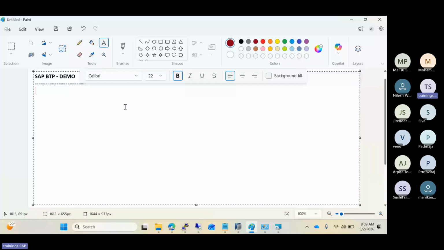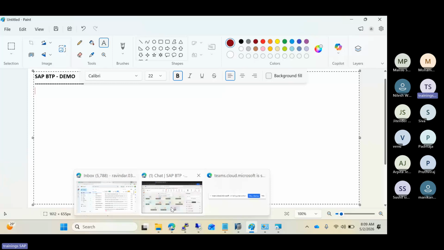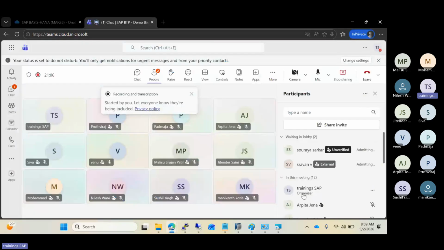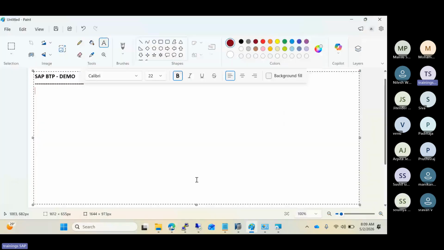So I will give a little bit of background about BTP and when it was introduced and what topics we are going to discuss. All those things will be covered at a high level in the demo session here, right? So with that said, BTP is the abbreviation for Business Technology Platform here.